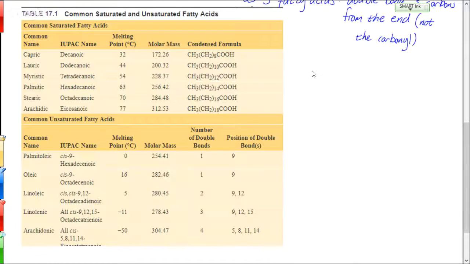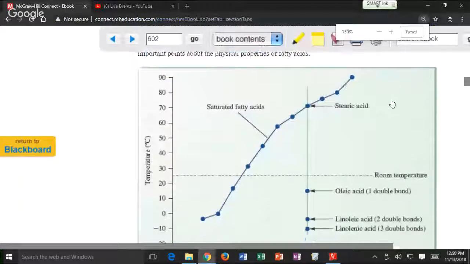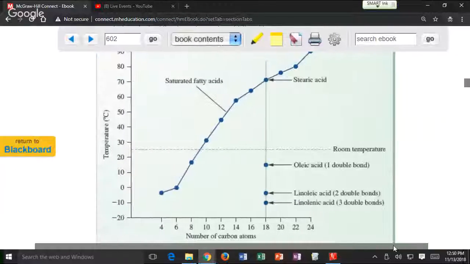All right, so that's structures of fatty acids. I don't think we need to put this one in the notes, but you can see this in graph form here. This is the number of carbons on the x-axis, how many carbons are in it, and the melting point. If you look at all the melting points of the saturated fatty acids, you can see that as you add carbons, they pretty predictably increase in melting point.